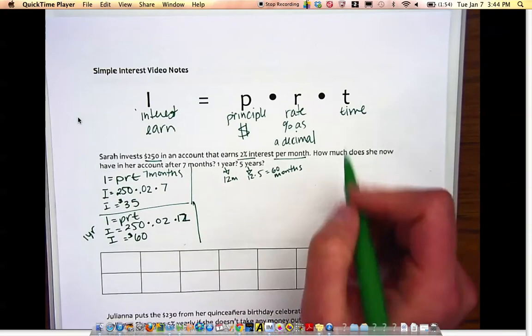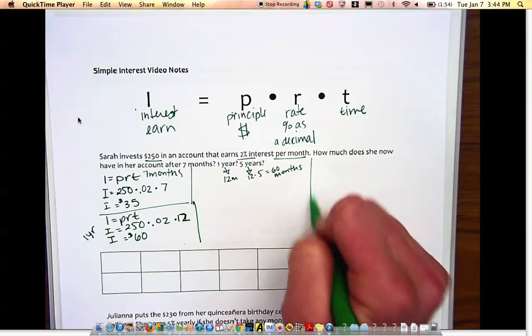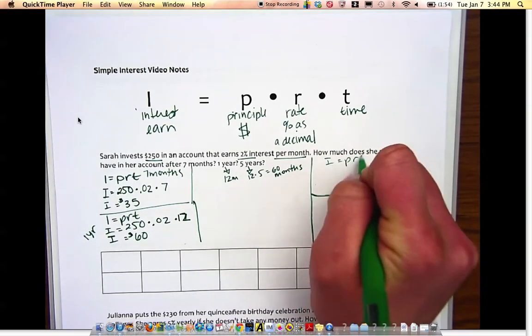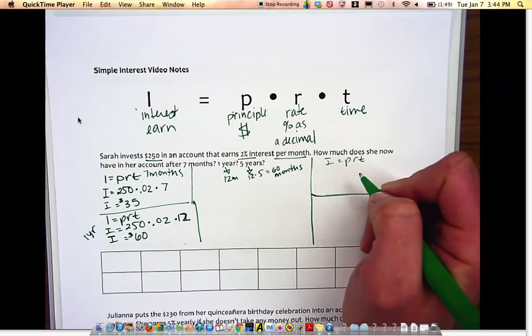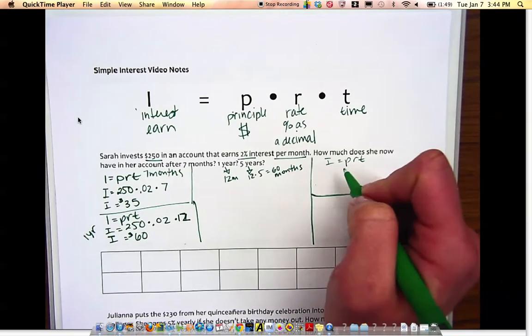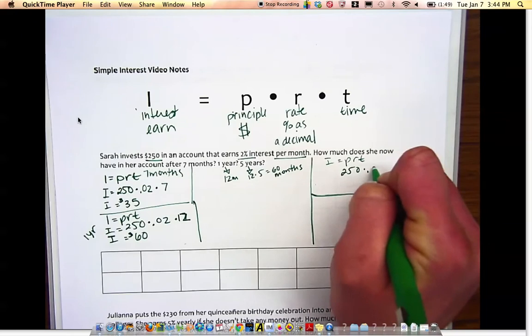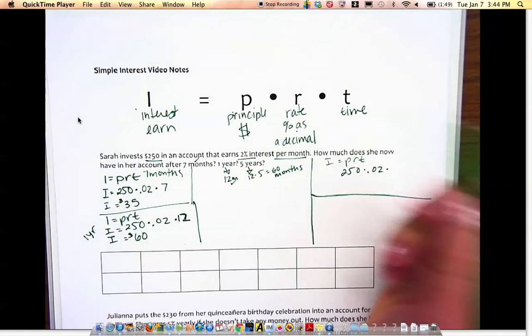Okay, so maybe I'll do the other two over here. Interest equals principal times rate times time. And if I keep saying my formula as I do the problems, that'll help me better memorize the formula. So $250 times 0.02 times, let's see, we did this one, I'm checking them off.